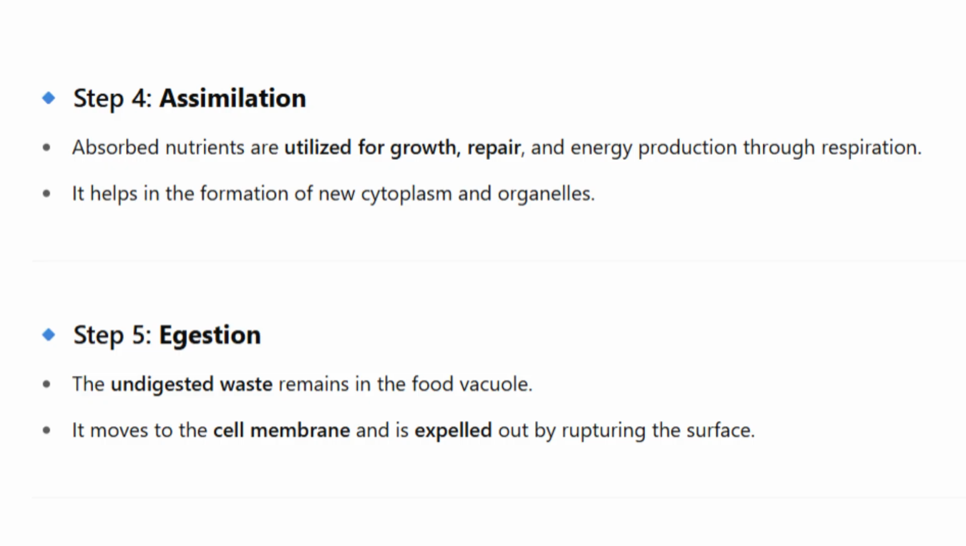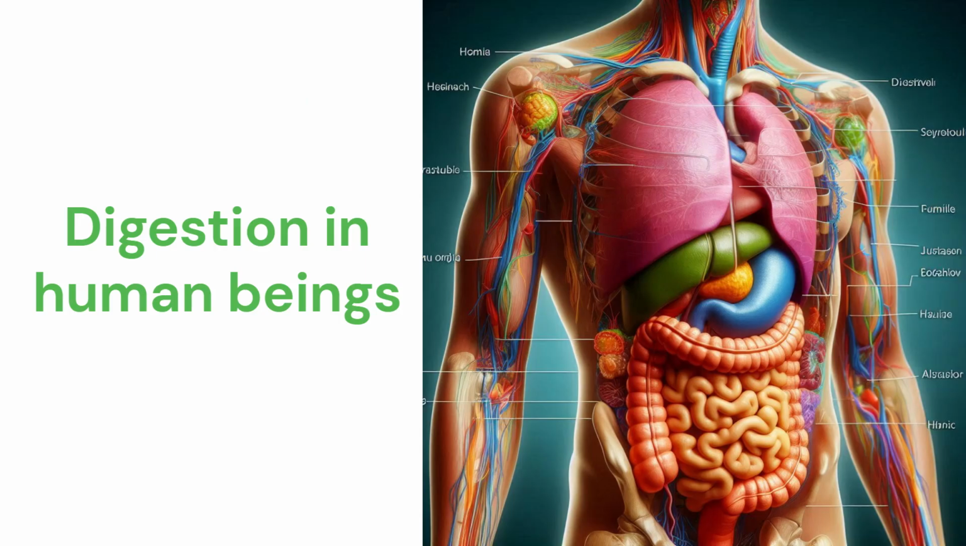Step 5. Egestion. The undigested waste remains in the food vacuole. It moves to the cell membrane and is expelled out by rupturing the surface.